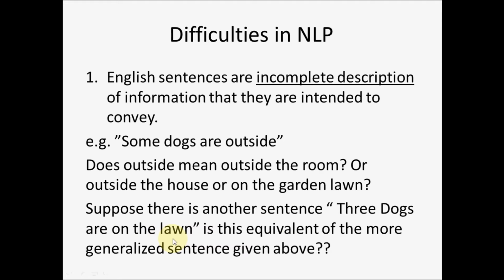Now you and me as human beings, we can easily say that this is a generalization of this particular specific sentence. But for the machine, it will have to really find out, is this sentence equivalent to the more generalized sentence that is given above? Will the machine be able to find this out? This is a difficulty. This is one problem which the machine has to solve. In fact, the programmers who are working with NLP will have to solve this, right? This is one of the difficulties in NLP.